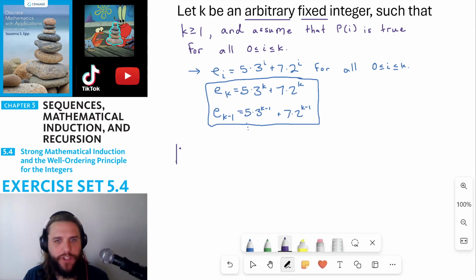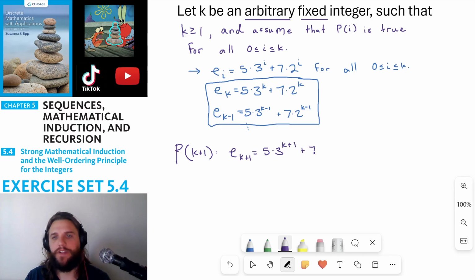What is P of k plus 1? P of k plus 1 is the statement that E sub k plus 1 equals 5 times 3 to the power of k plus 1 plus 7 times 2 to the power of k plus 1.